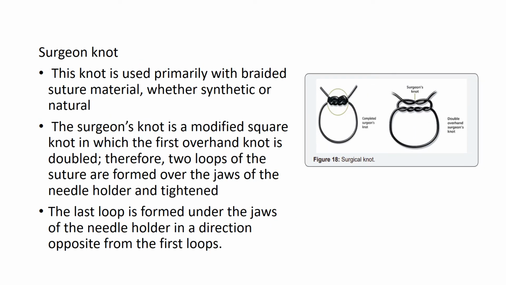The surgeon's knot, on the other hand, is used primarily with braided suture material, whether synthetic or natural. The surgeon's knot is a modified square knot in which the first overhand knot is doubled. Therefore, two loops of the suture are formed over the jaw of the needle holder and tightened. The last loop is formed under the jaw of the needle holder in a direction opposite from the first loop. Okay, so this is the surgeon's knot.